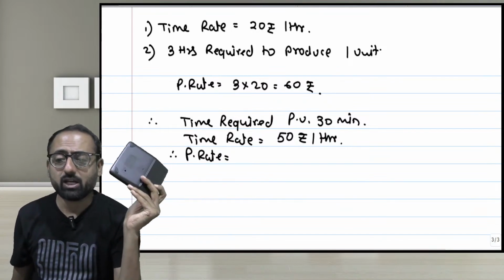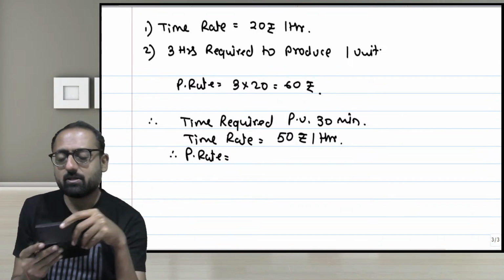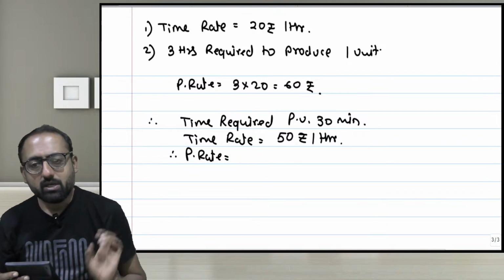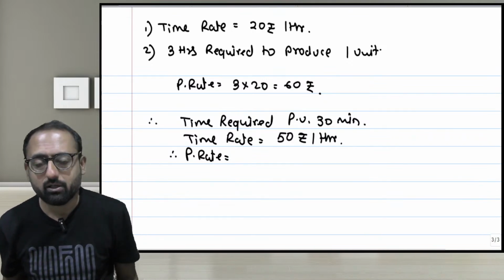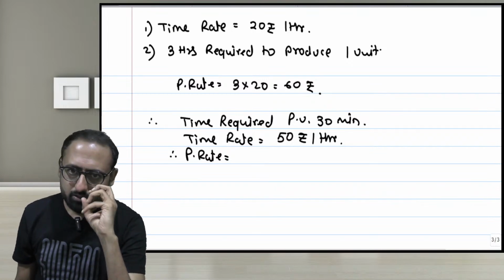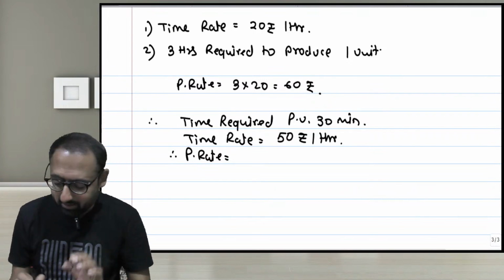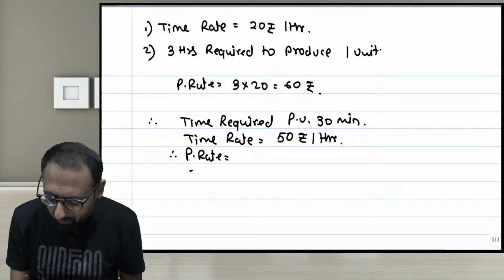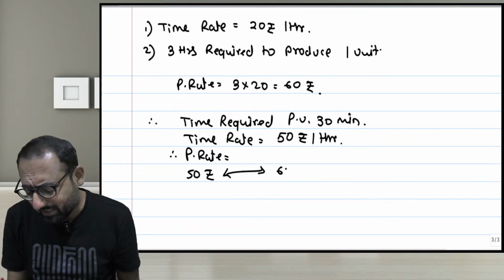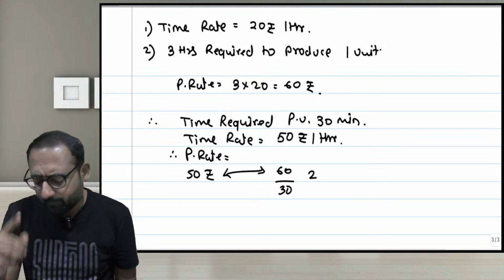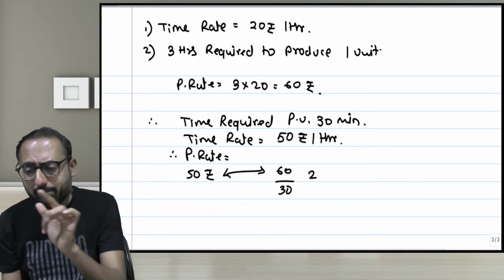Sir, how many calculators will he produce? In the first 30 minutes, he will produce the first calculator. And in the next 30 minutes, he will produce the second calculator. Means in 1 hour that person will produce 2 calculators. So guys, piece rate will be very simple. There is a barter system. 50 rupees is paid by you, and 60 minutes divided by 30, 2 calculators will be produced by that worker.